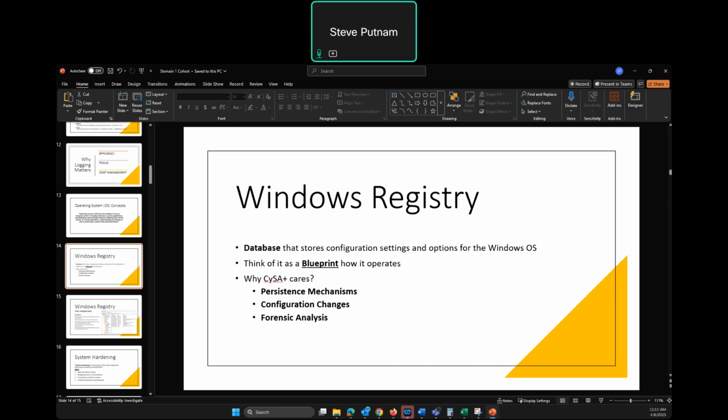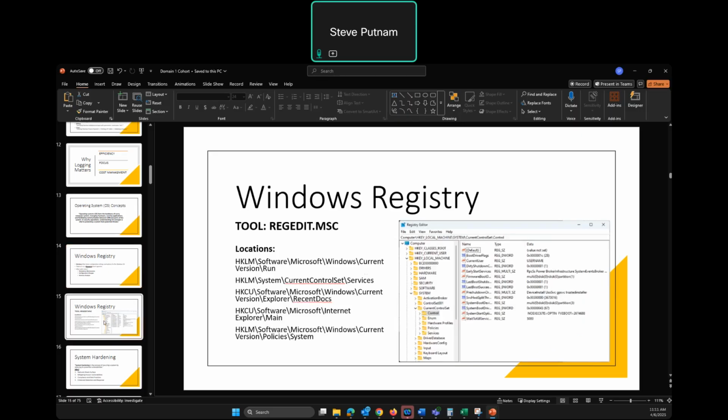And then forensic analysis. The registry provides all the information about the system usage. It can show you what programs were executed, what users were logged in and out at the time, what devices were connected, everything. And so it's invaluable when investigating an incident to understand what the attacker was doing.